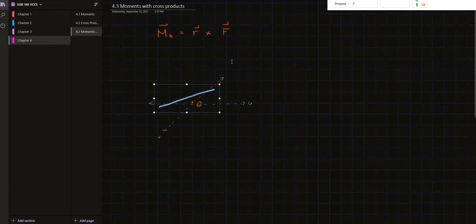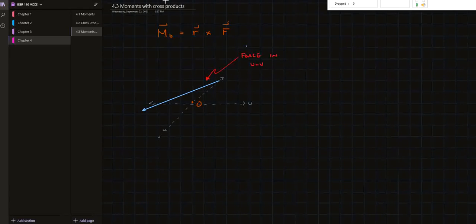First off, let's actually make it an arrow, and let's move it further away. So let's say it's acting like this. So I'll put a line here and describe this: force in the UV plane. But really it can be a force in space. I'm just saying the UV plane because this is going to be easier for you to think about.